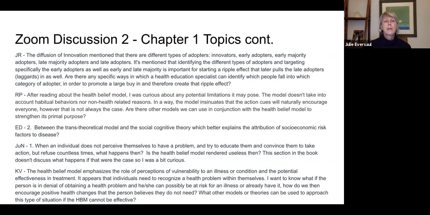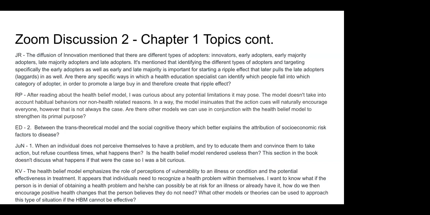But they refuse countless times. So what happens then? Now that's really the question. What happens then? You can't cross that line. You respect their space and their decisions, then what? Is the health belief model rendered useless then? The section of the book doesn't discuss what happens if that's the case. And that's an excellent question, you guys. So what did you come up with? What happens if it's a no-go? Who's going to share?